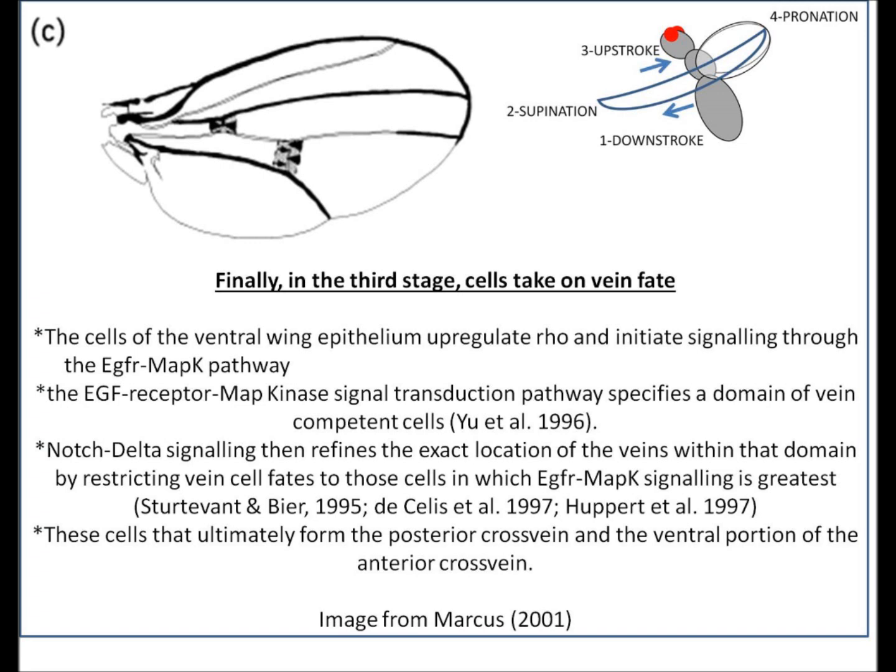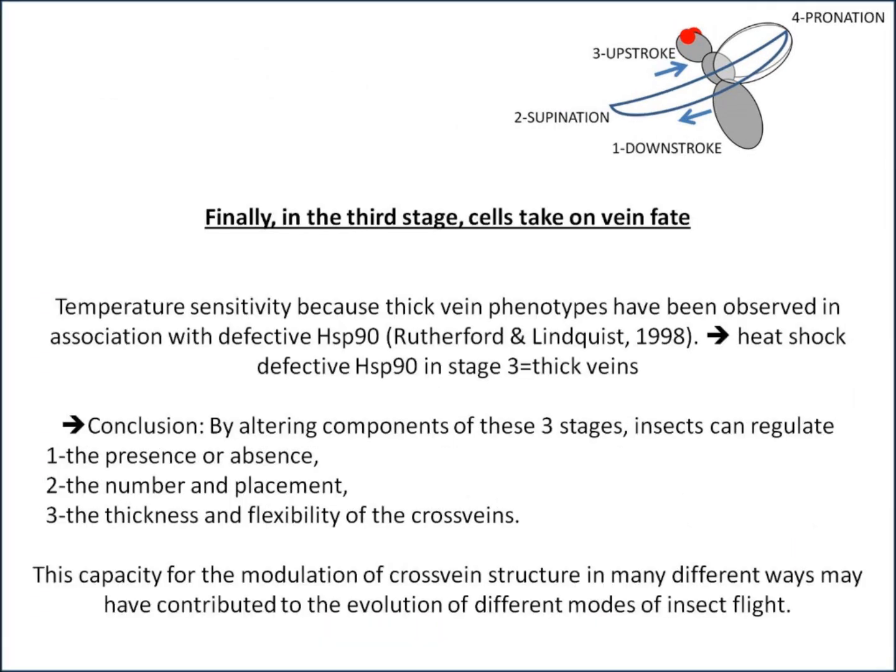Again, as with the other two stages, there seems to be an environmental effect, sensitivity to temperature, as thick vein phenotypes have been observed in association with defective heat shock protein 90. So the result is heat shock plus defective heat shock protein in stage 3 results in thick veins.